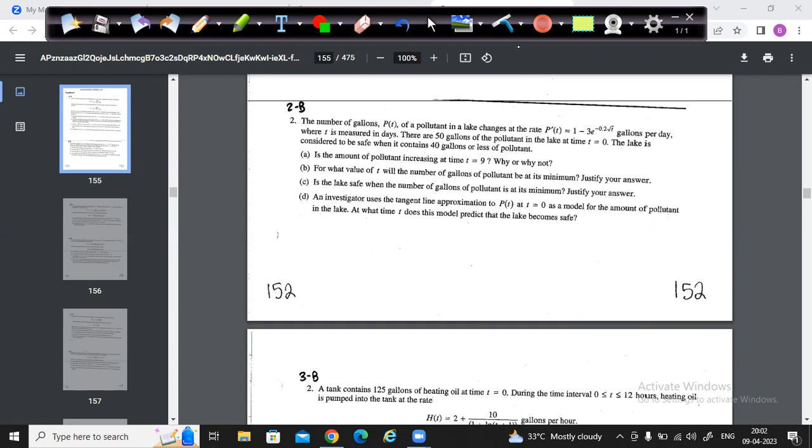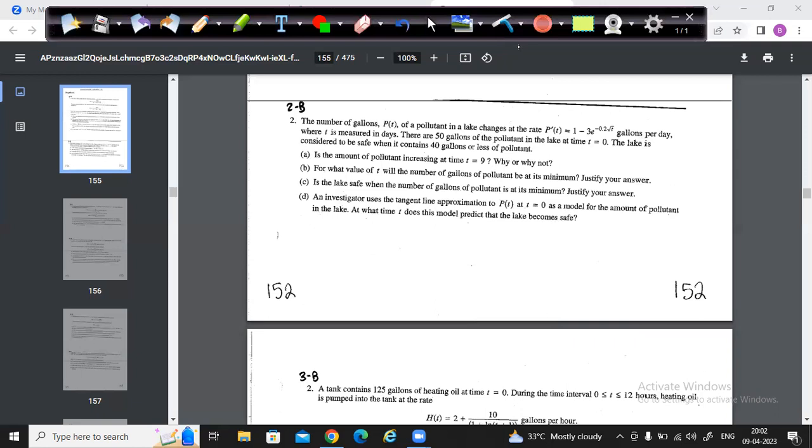An investigator uses the tangent line approximation to P of t at t equal to 0 as a model for the amount of pollutant in the lake. At what time does the model predict that the lake becomes safe?